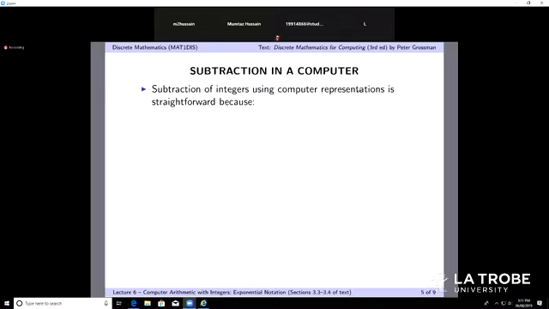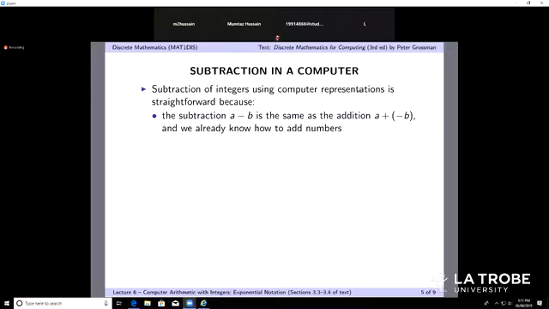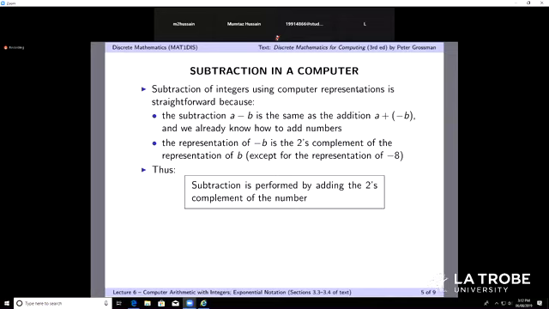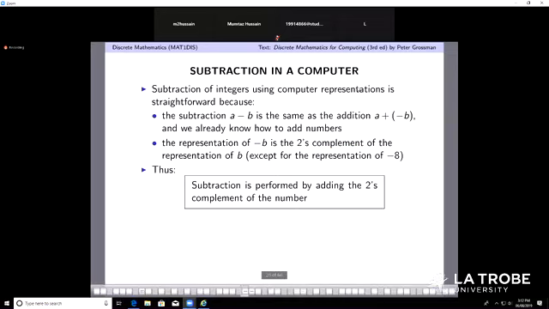Subtraction of integers using computer representation is straightforward because the subtraction a minus b is the same as the addition a plus minus b. The advantage of doing this, as you correctly pointed out in the previous lecture when I asked this question, is that in the circuitry we would only have to deal with one operation. The representation of minus b is the 2's complement. Thus, subtraction is performed by adding the 2's complement of the number.